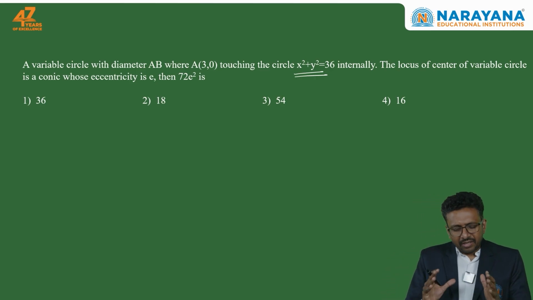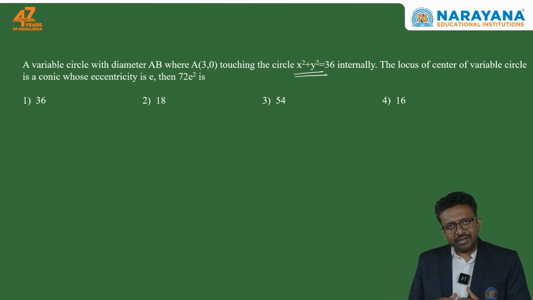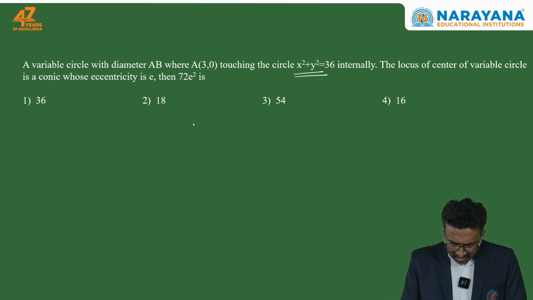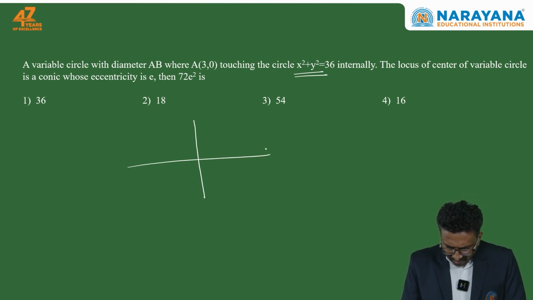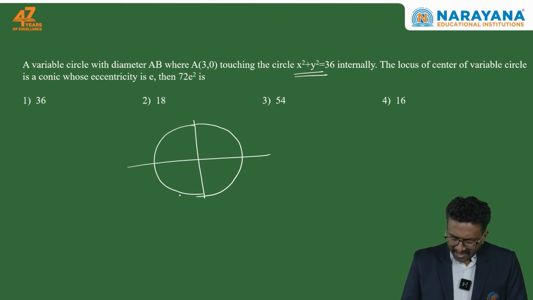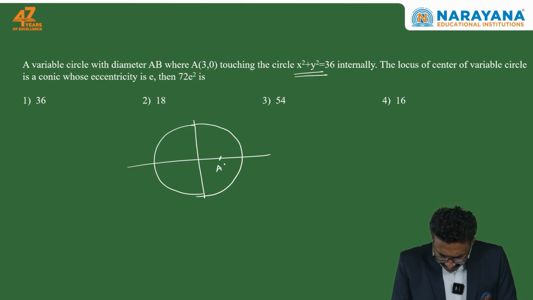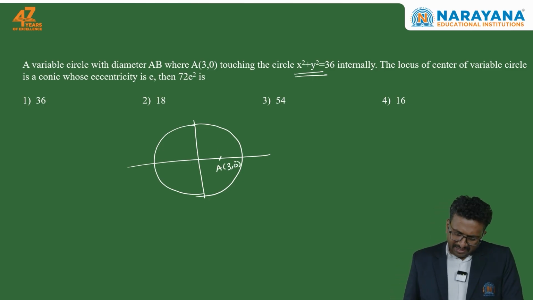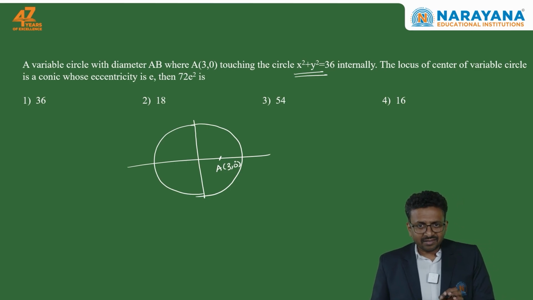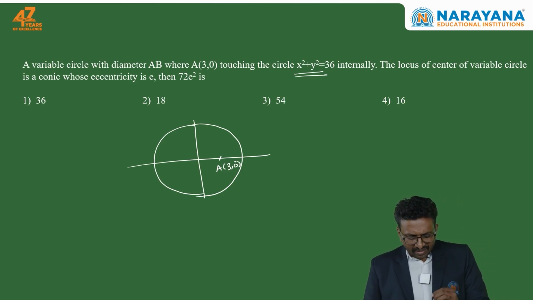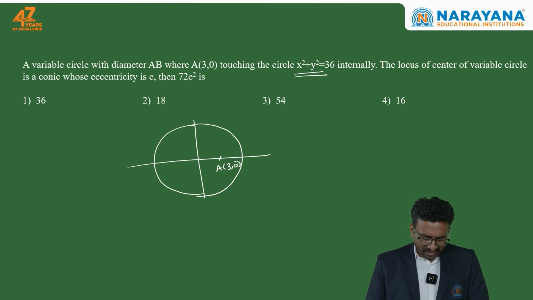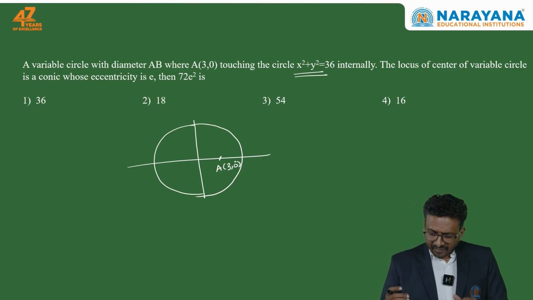So clearly it's a coordinate geometry question. Let us try to understand this question using a diagram. There is a circle of radius 6 units, x² + y² = 36. Now there is a point (3, 0). It seems that there is a circle with AB as diameter, and the circle is touching the bigger circle internally, and you are asked to find the locus of the center of the circle.